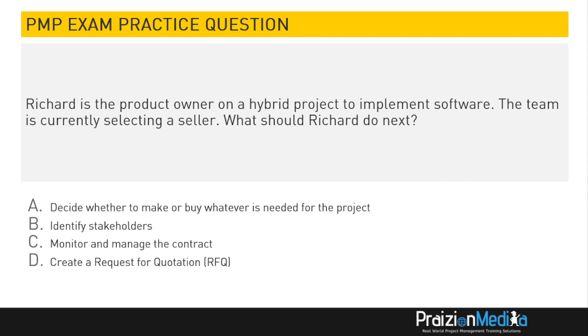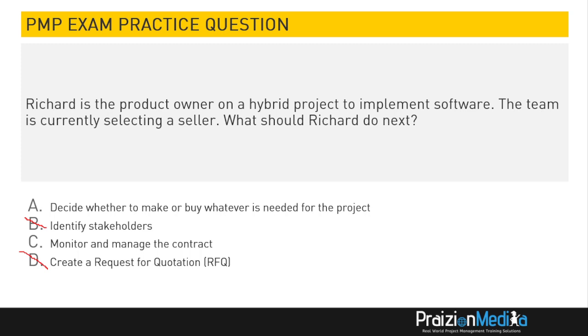Let's take a look at option D. It says the team is currently selecting a seller. So they've already created an RFQ if there was going to be one, and they shared that with the seller. Okay. They would have already identified stakeholders. That would have come in initiating.